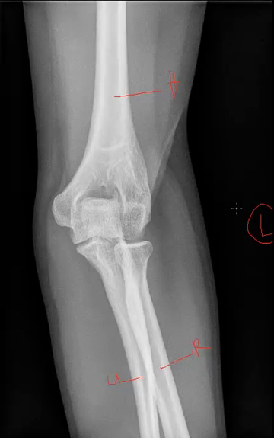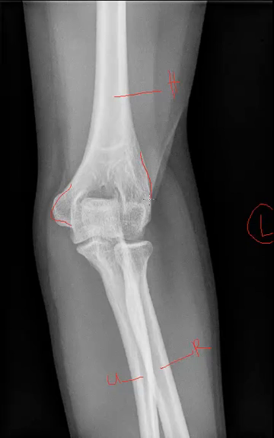Now let's go through some of the normal anatomic structures. Let's begin with the humerus. Here is the medial epicondyle, and here is the lateral epicondyle. Now in adulthood, these structures are relatively stable. However, in childhood, these structures are prone to fractures, specifically avulsion fractures, as well as supracondylar region fractures. So it's important in the pediatric population to pay close attention to this region.